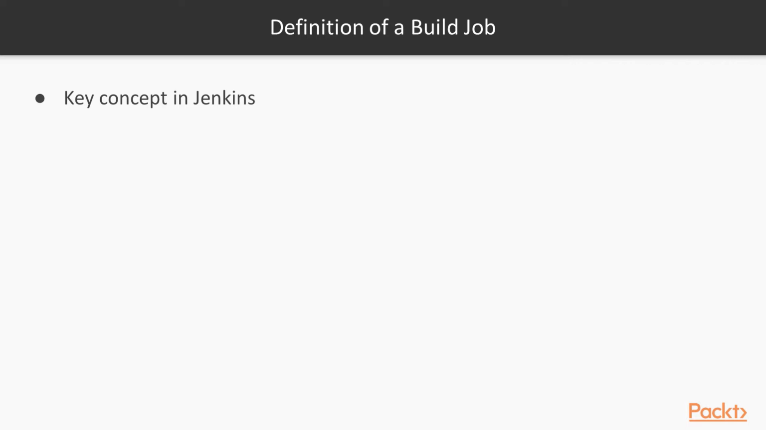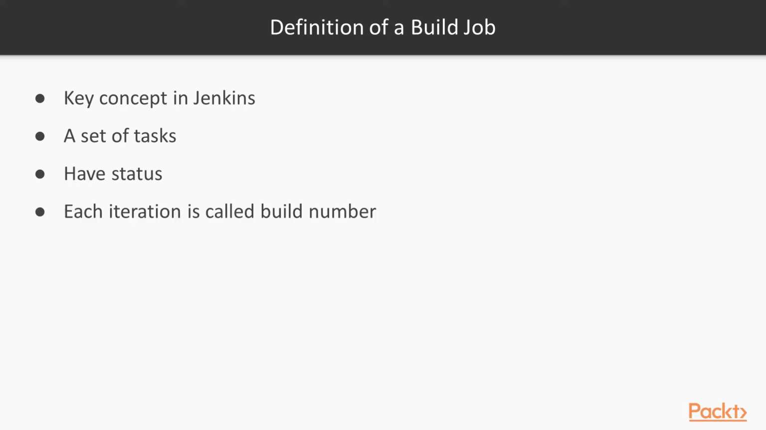A real project usually requires many separate but related build jobs. Jenkins supports many different kinds of build jobs, but all of them consist of a set of tasks. These tasks can also accept input and generate output, such as logging to the console. Each job has a status: not built, aborted, failed, success, and unstable if there are failing tests. Additionally, each run of a job is called an iteration, and each iteration has a unique build number to identify it.